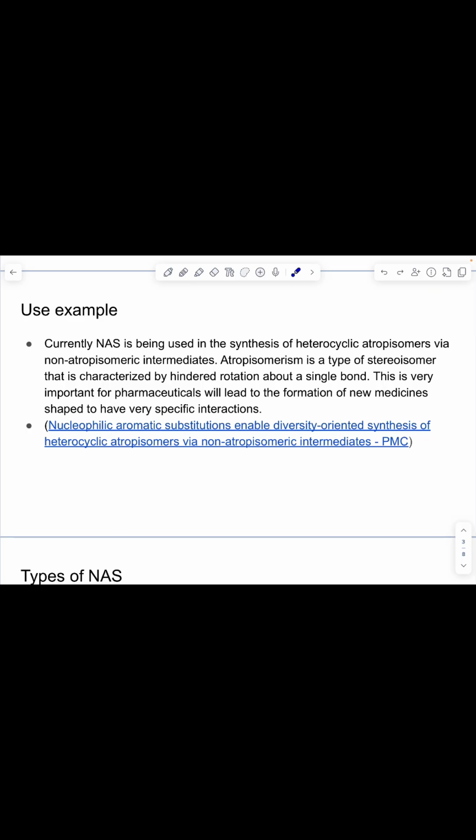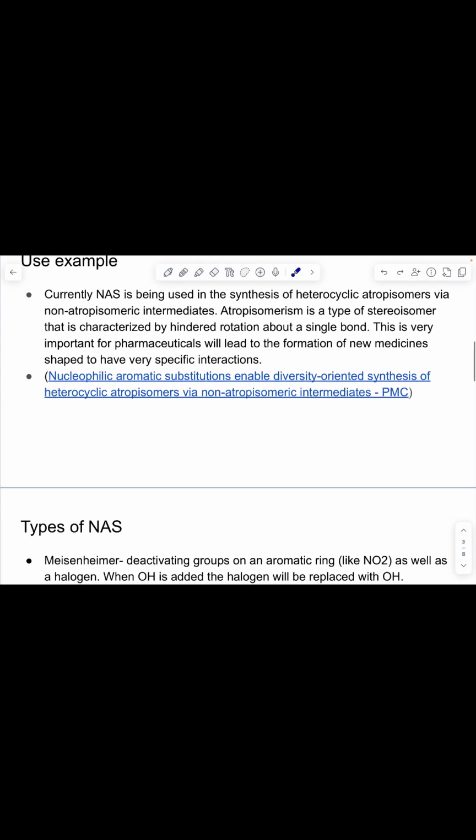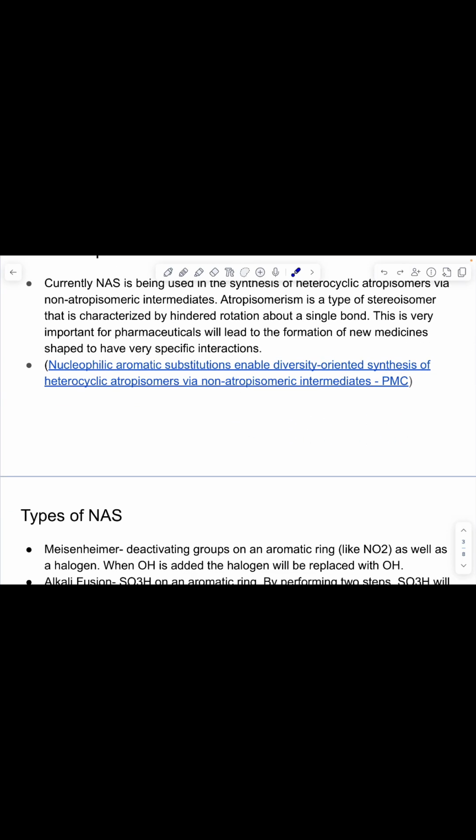But this is very important for pharmaceuticals, and that will lead to the formation of new medicines that, like I said, are shaped to have those very specific interactions. This is all from PubMed. The source is right here if you want to click on it. I don't know if you can, but that's the name of the paper.